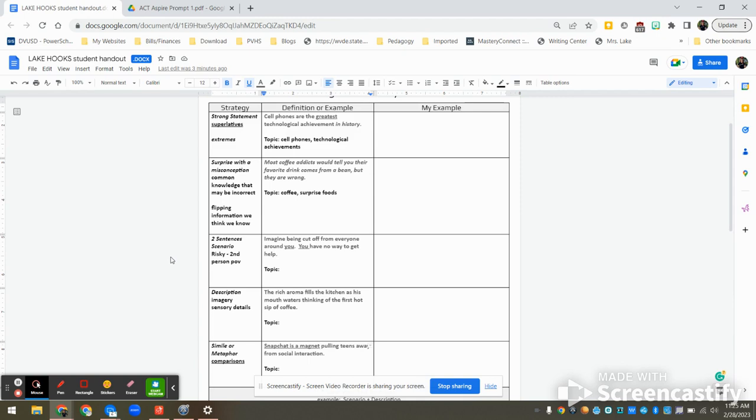No baby yet. But get your topics done in that second column. And then in the third column, write your hook statements. Don't turn these in. Keep them till tomorrow. If you have questions, reach out on Remind.